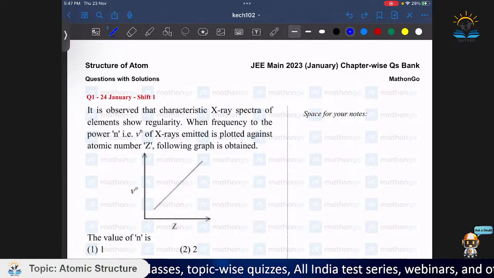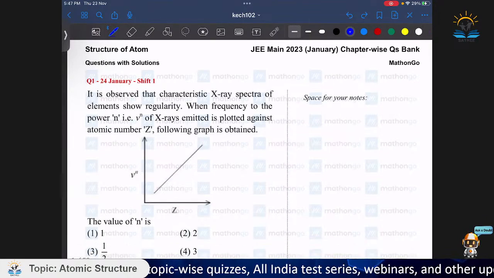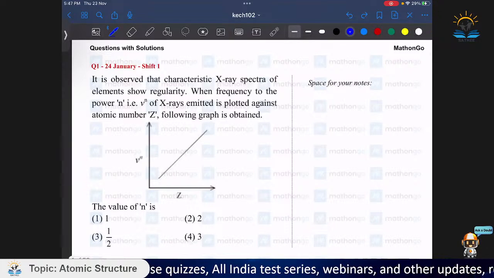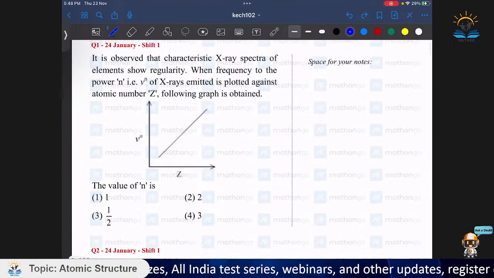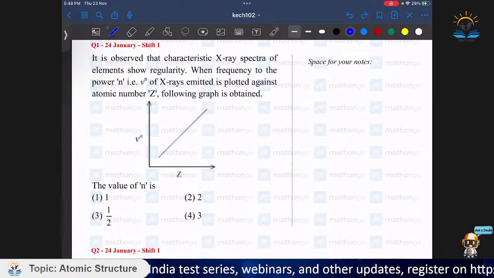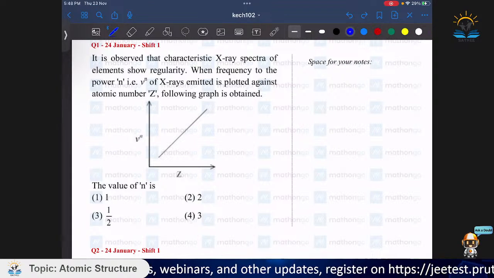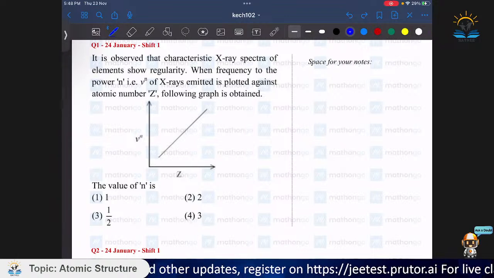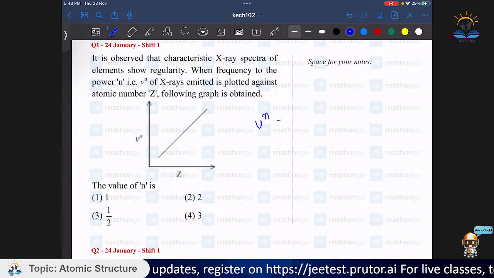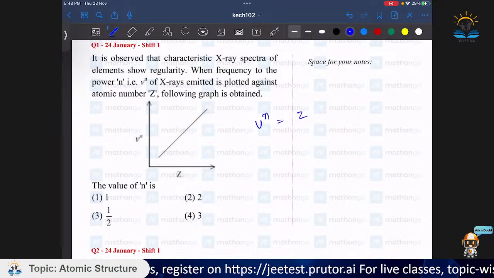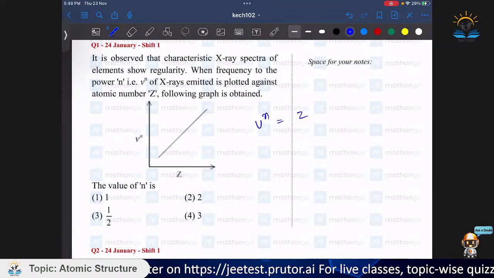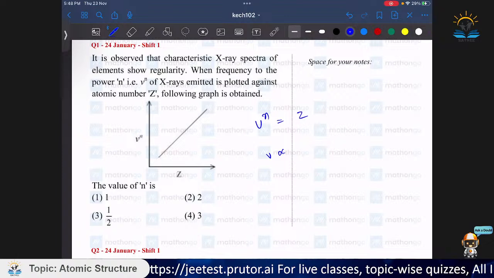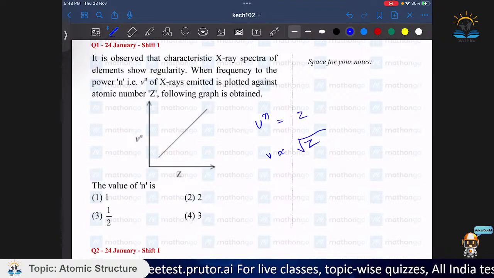First question says it is observed that characteristic X-ray spectra of elements show regularity when frequency to the power of n of the X-rays emitted is plotted against atomic number Z. The following graph is obtained. The value of this n is? So v to the power n is equal to Z. We know from one formula you learn in physics that v is directly proportional to under root of Z.